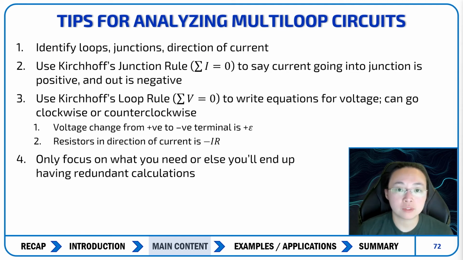Here are tips for analyzing multi-loop circuits. You have to identify the loops, identify the junctions, and identify the direction of the current. You can use Kirchhoff's junction rule to say the current going into the junction is positive and out is negative. You should use Kirchhoff's loop rule to write equations for voltage, and you can go either counterclockwise or clockwise. Usually what I like to do is say that the voltage change from the positive to the negative terminal is plus epsilon. The resistors in the direction of the current will be negative IR. Only focus on what you need, or else you'll end up doing a bunch of redundant calculations that aren't required.